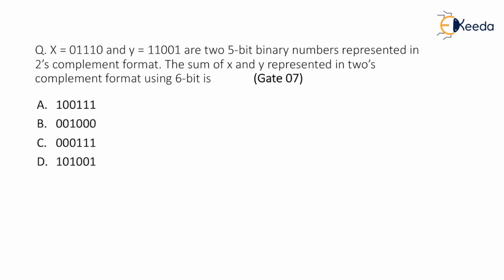X is 0110 and Y is 11001, two 5-bit binary numbers represented in 2's complement format. The sum of X and Y represented in 2's complement format using 6 bits is? The question says clearly, this time you have to take care of the sign bit, because they are talking about 2's complement format. 2's complement format is a clear indication that they are signed numbers, right?